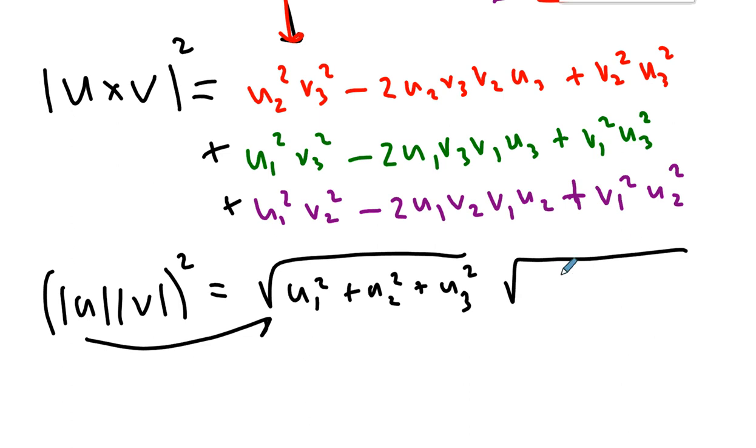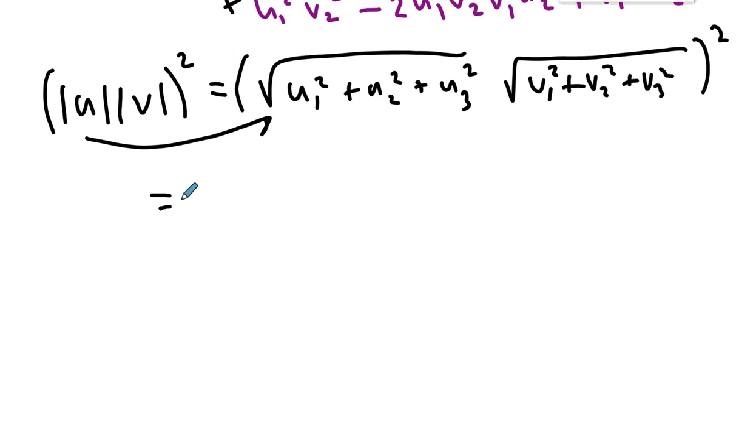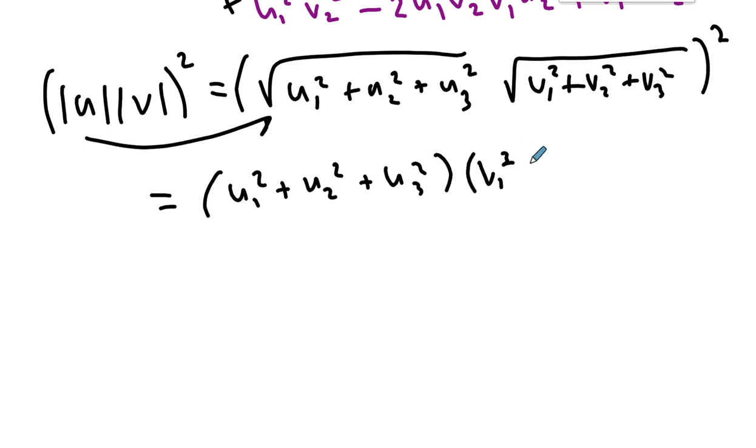And we're going to do the same thing for the vector v: v1 squared plus v2 squared plus v3 squared. And since I'm squaring this whole thing, those square roots will disappear. And so what I'm left with really is just this u1 squared plus u2 squared plus u3 squared times v1 squared plus v2 squared plus v3 squared. And I have to multiply all this out. So let's do this in a color-coded way.